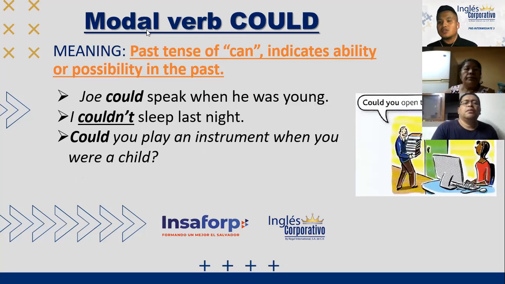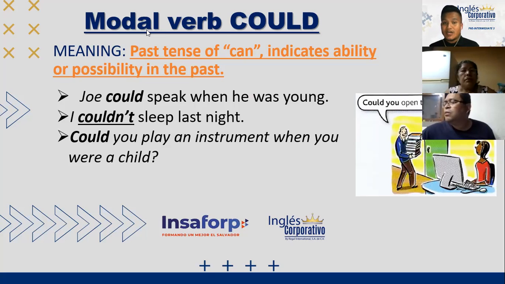The modal verb could. Could, listen to the pronunciation. Could. We make a little sound of the phonetic sound of the letter D at the end, like D. So we say it at the end, could, could. Okay? So the modal verb could is the past tense of the modal verb can. It is the past form of can and indicates also ability or possibility, but obviously in the past. So we have the 3 examples over there.